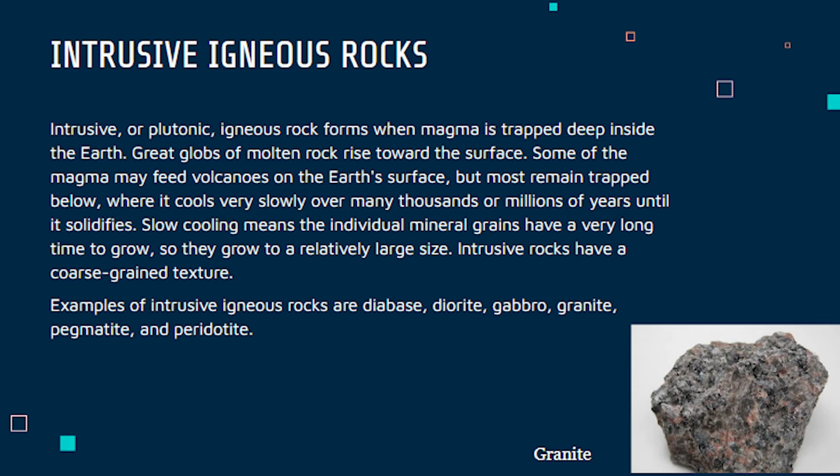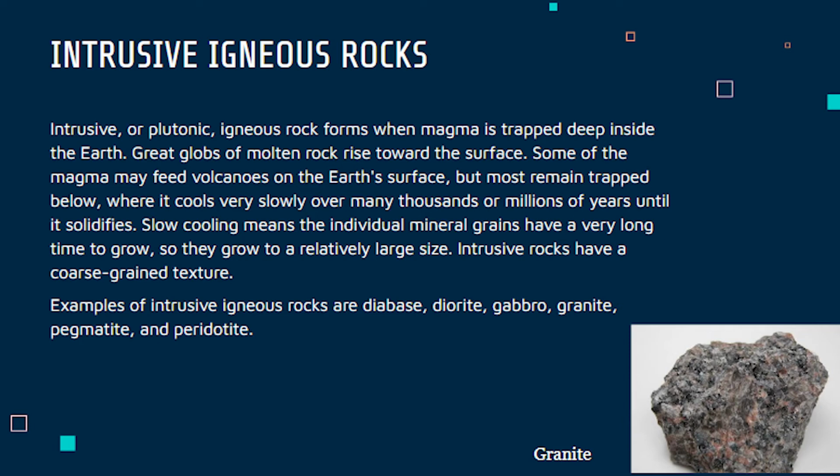Now, great globs of molten rock rise towards the surface. Some of the magma may feed volcanoes on the Earth's surface, but most remain trapped below, where it cools very slowly over many thousands or millions of years until it solidifies. Slow cooling means the individual mineral grains have a very long time to grow, so they grow to a relatively large size. Intrusive rocks have a coarse-grained texture.